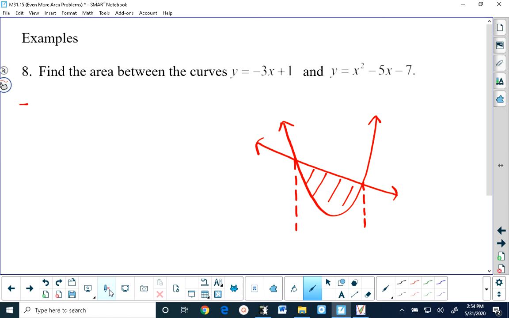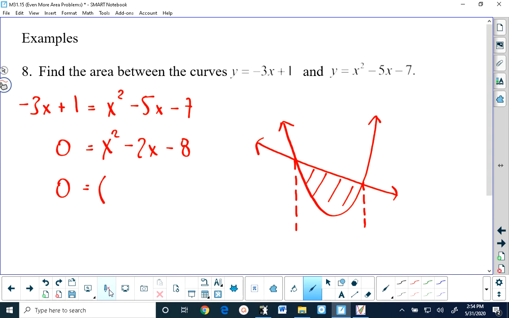So we're going to solve this equation. Negative 3x plus 1 equals x squared minus 5x minus 7. Zeroing this equation gives x squared minus 2x minus 8 equals 0, which factors into x minus 4, x plus 2. That tells us x equals negative 2 and x equals 4 are solutions. That means that our assumption was right. There are, in fact, two places where these curves intersect.